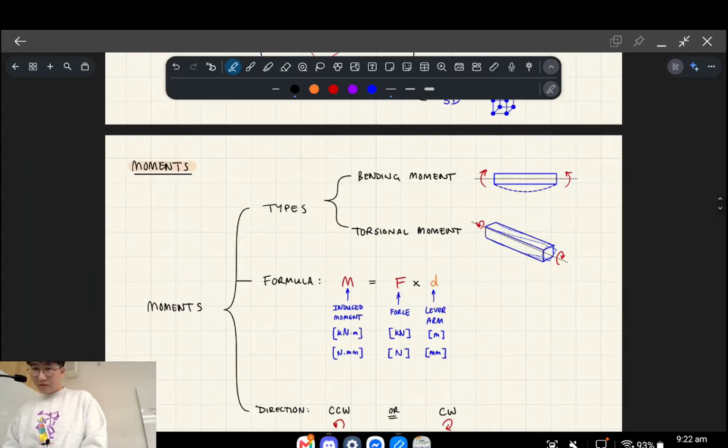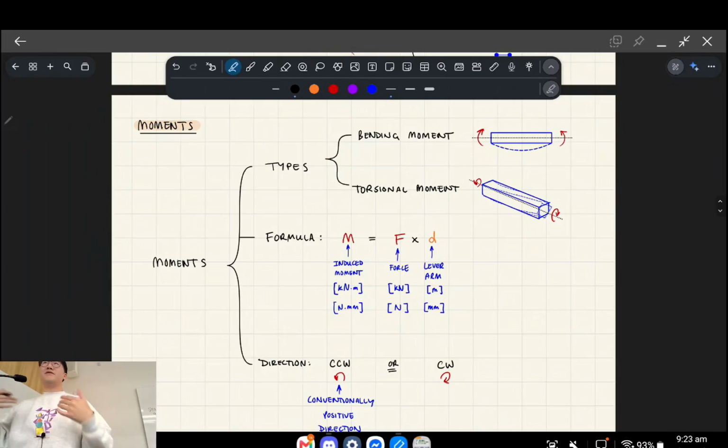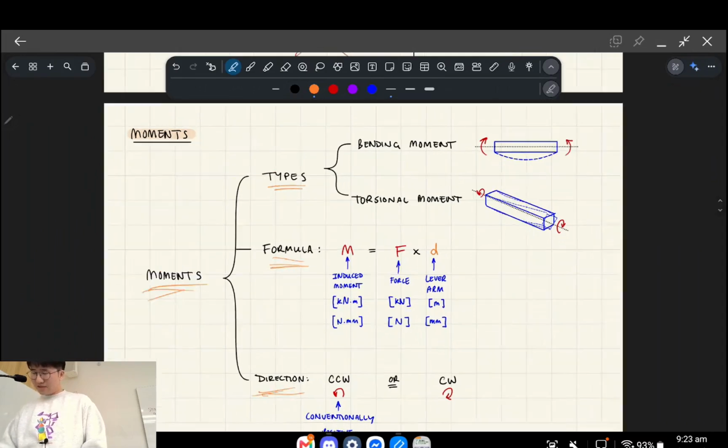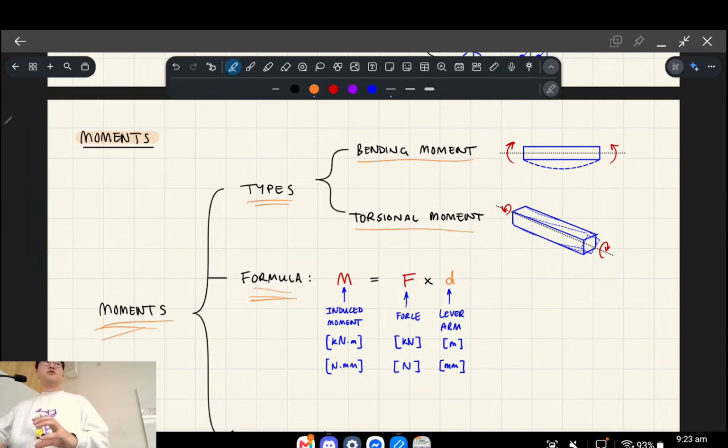Checking I'm on the right document, okay. So let's talk about moments, all right? This is one step more complicated than forces, right? And there's a few lenses which you can view moments from: the different types of moments there are, the formula that's associated with moments, and directionality. Okay, so in terms of different types, I want to differentiate between bending moment and torsional moment.